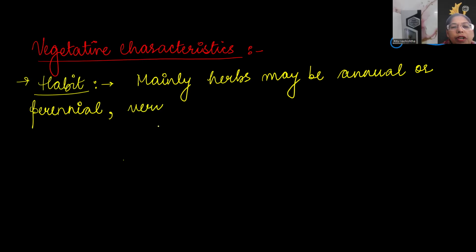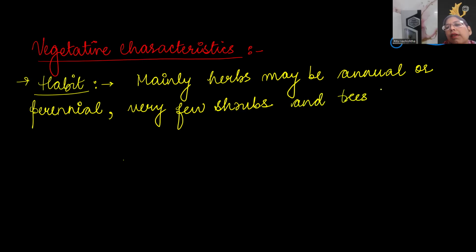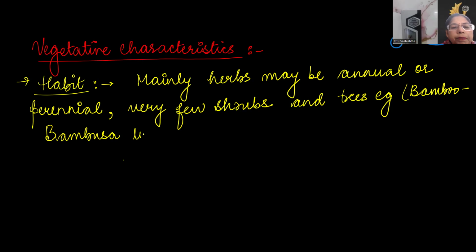Very few shrubs can be observed in this family. And when you talk about trees, for example, bamboo. The most common example is bamboo, which, when you talk about its botanical name, is known as Bambusa tulda.